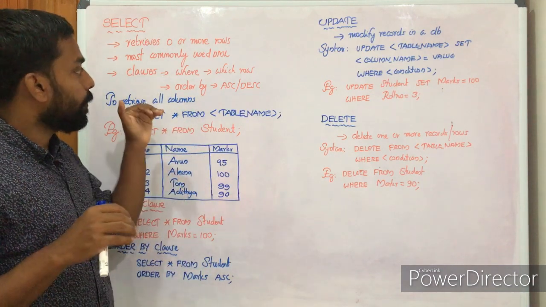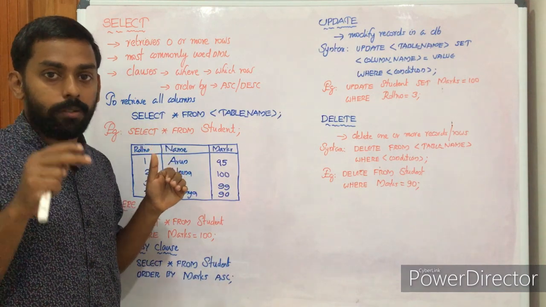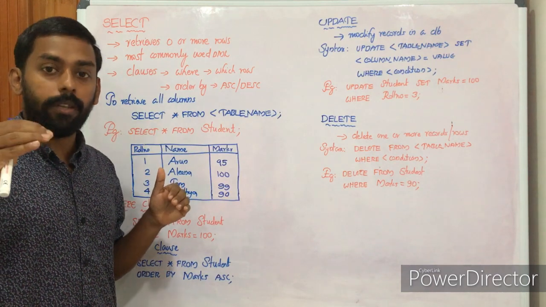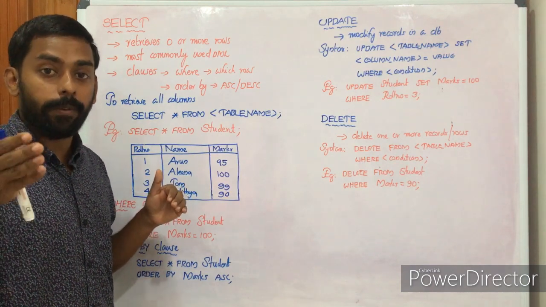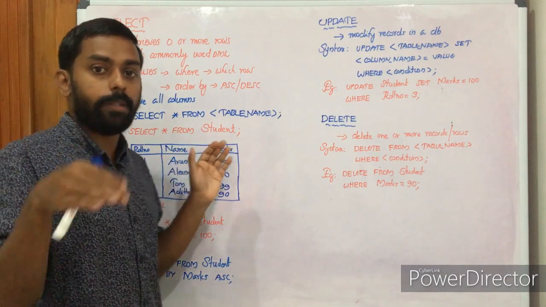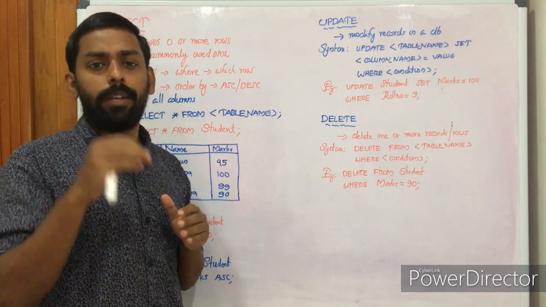So select can be applied with two clauses: where and order by. Where is used to restrict the rows to be selected, and order by is used to arrange in some specific order, either in ascending or descending order. Then star means all columns. Okay, then next one is update. You know what update is?